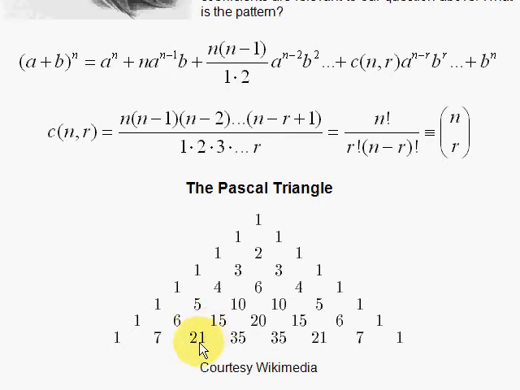So if we plug the numbers in here, n is 7 and r is 2, we would have 7 factorial over 2 factorial times 5 factorial, which would give 7 times 6 divided by 2, which is 7 times 3, is the 21.